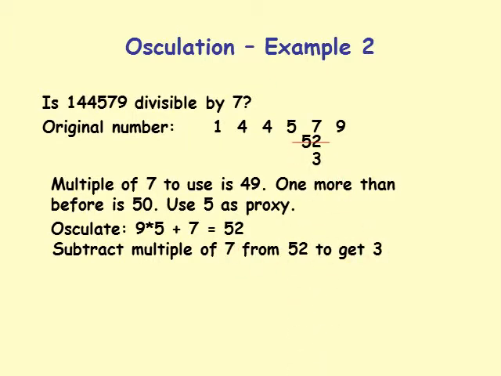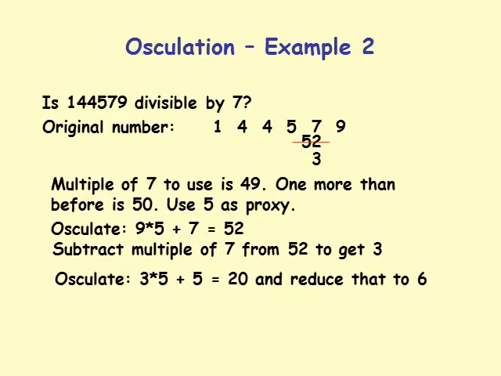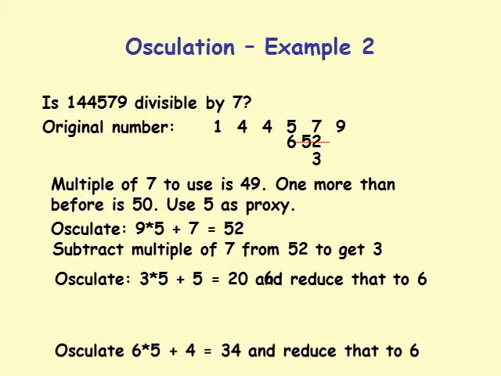So we end up with 3 here. Let's do the osculation again with this 3 on the right and 5 on the left. We do 3 times the proxy 5 plus the digit on the left. So that's 20. We reduce that to 6. 20 minus 14 is 6. 14 is 7 times 2. We reduce that by a multiple of 7, the divisor. So we get 6 here.